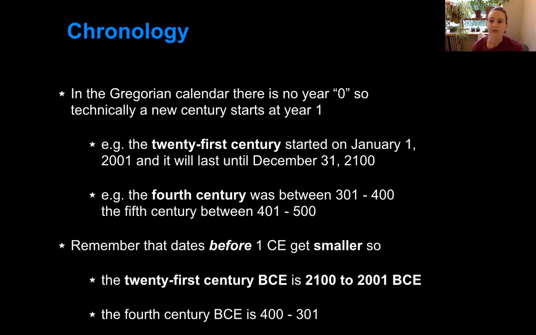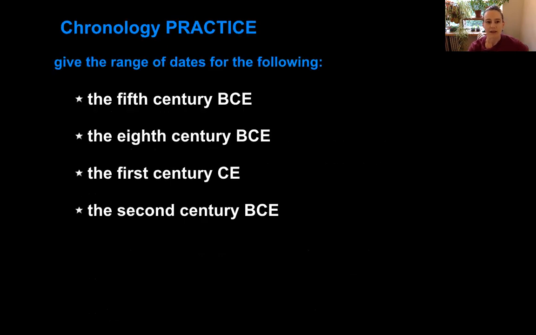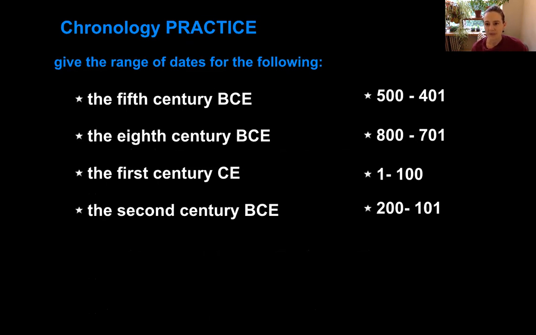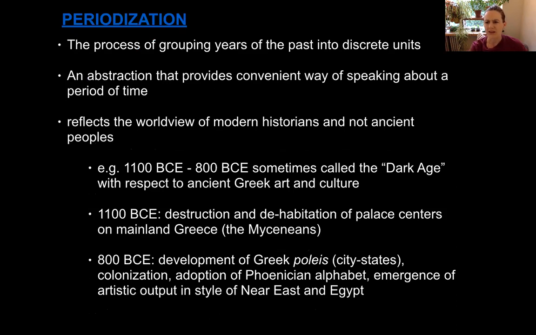So that means again that 350 BCE is the 4th century, 325 BCE is the 4th century, and so on. And this is some practice for you here on my slide. So the 5th century BCE, 500 to 401, the 8th century, 800 to 701, the 1st century, 1 to 100, 2nd century, 200 to 101. So the quiz will look exactly like this, essentially. It really just takes practice if it's something unfamiliar.